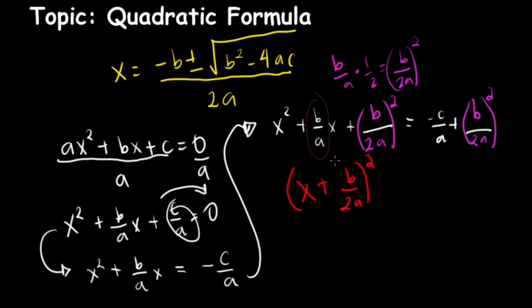Alright? So, try niyo nung iyan na yan, i-FOIL method yung x plus b over 2a quantity square. Lalabas ulit itong nasa itaas na equation. Alright, so dito naman sa kanan, dito natin i-simplify itong b square na to. Okay, so negative c over a, kopyahin ko lang.